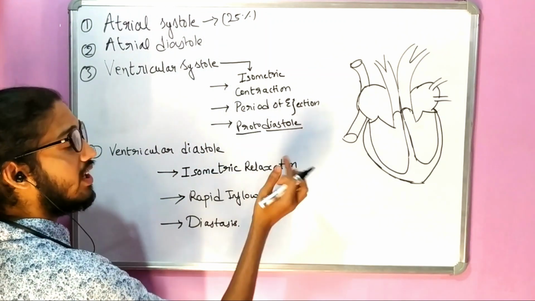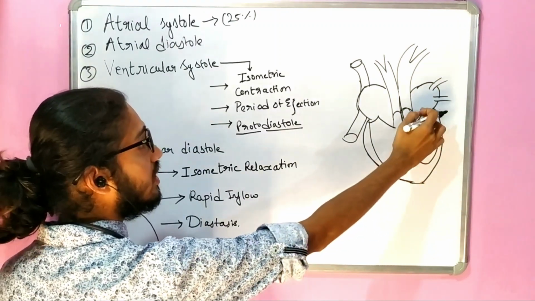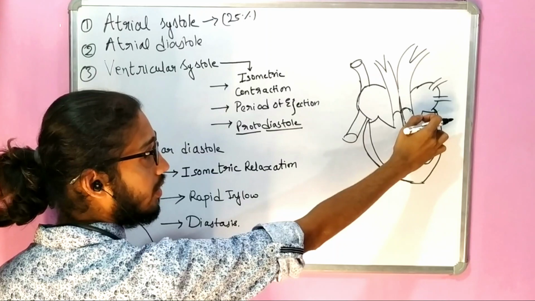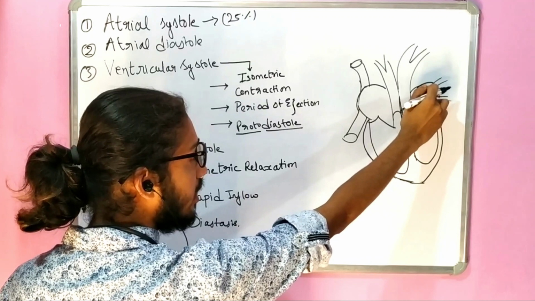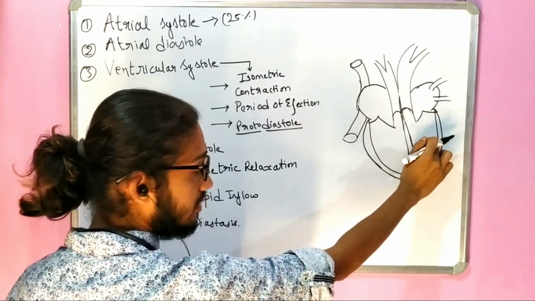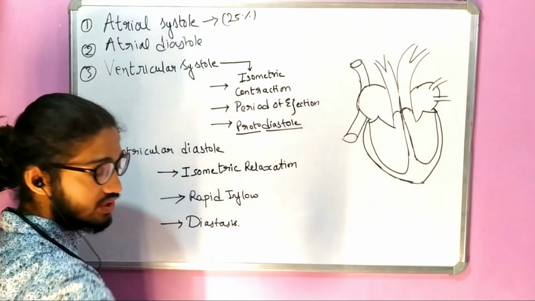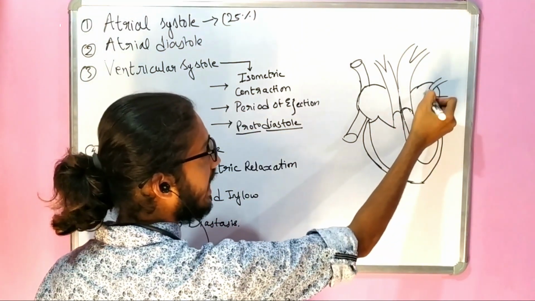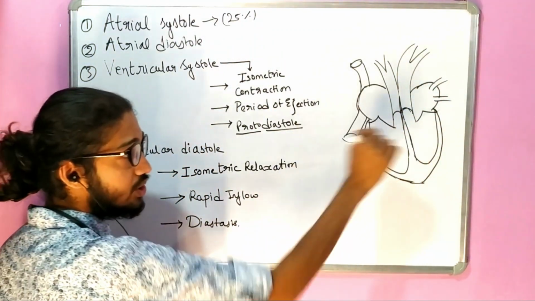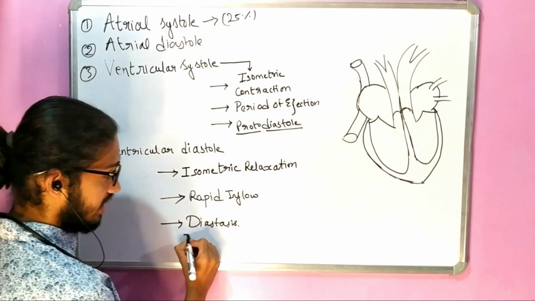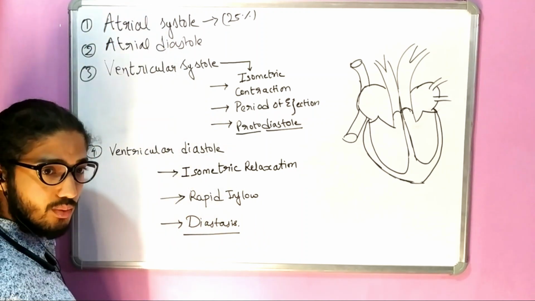Now once isometric relaxation is over, the ventricles are relaxed, there will be a rapid inflow. These valves, AV valves, will open up, and there will be a rapid inflow of the atrial blood into the ventricles. Okay, now post that, once the rapid inflow starts taking place, there will be a stage where the entry of the blood from the pulmonary veins will be equal to the entry into the ventricles. This stage will be called diastasis. Now post diastasis, what will happen? Atrial systole will take place.